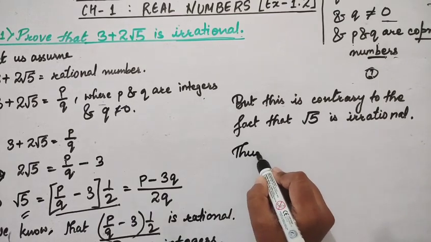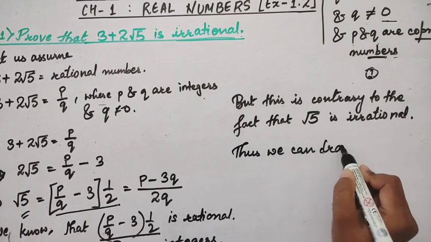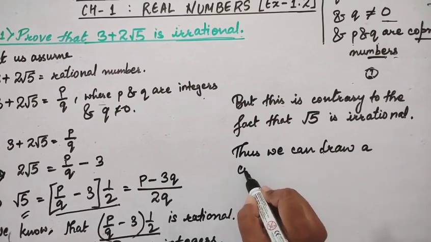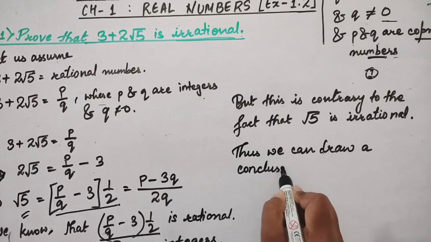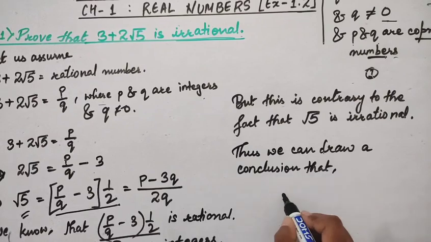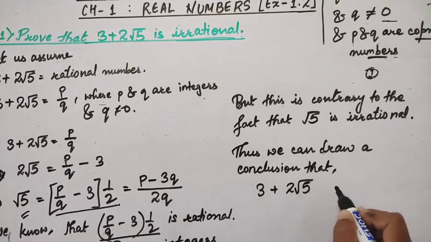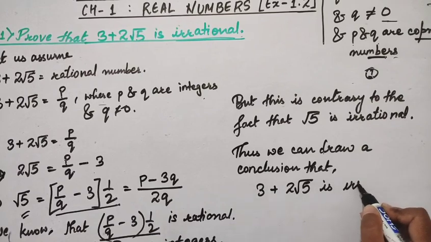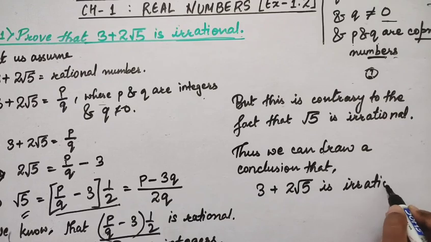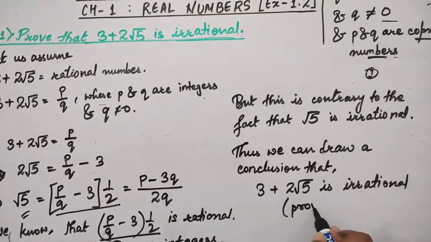Thus, we can draw a conclusion that 3 plus 2 root 5 is irrational. Here it is proved.